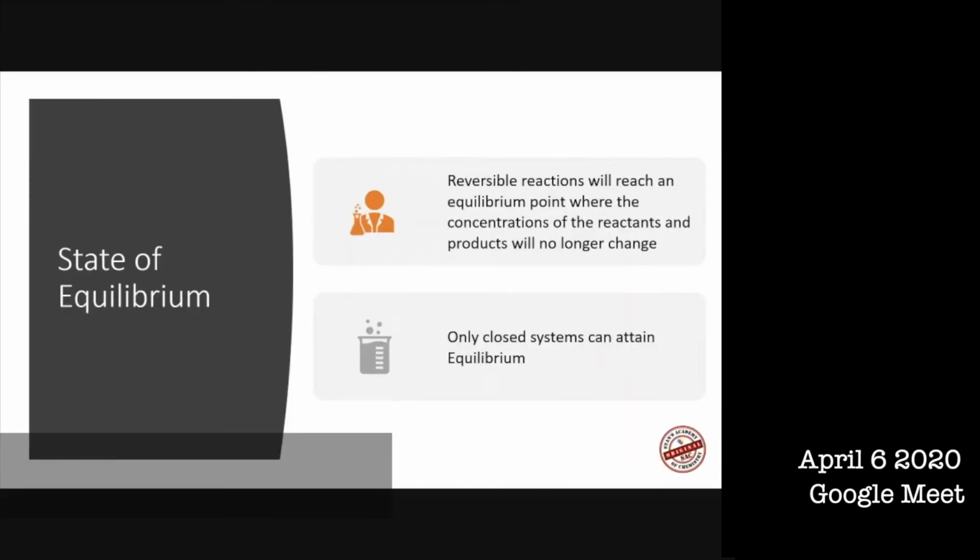Now, state of equilibrium. Whenever you have a reversible reaction, there will be a particular point in the reaction when apparently the concentrations of the reactants and products do not show any change. That's what we refer to as a state of equilibrium. Usually, to achieve this equilibrium, we need to have a closed system. So one of the important conditions for achieving equilibrium would be to have a closed system. And then there is a point where the concentrations of reactants and products do not change a lot. That state is what we refer to as a state of equilibrium.